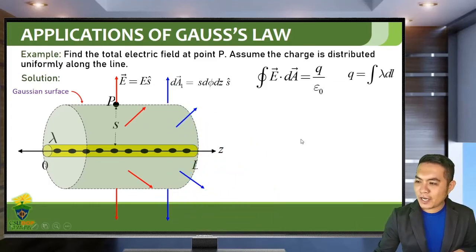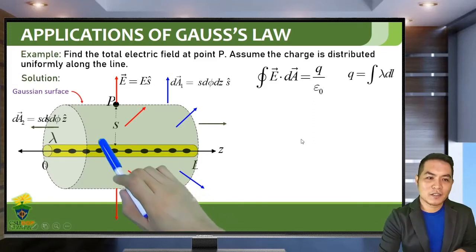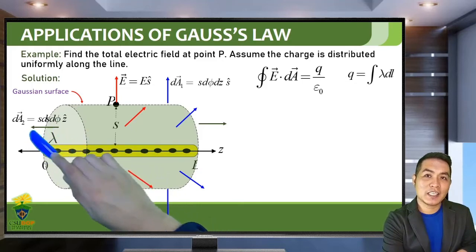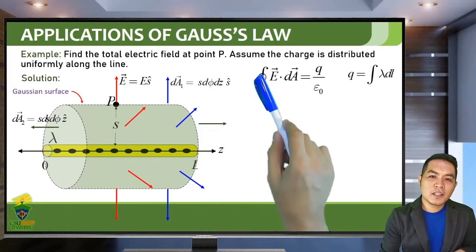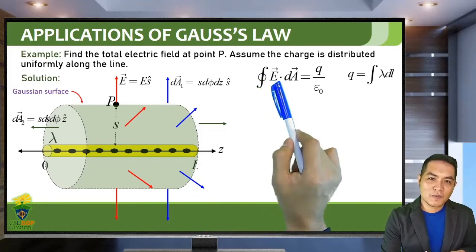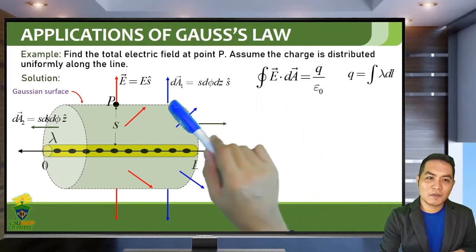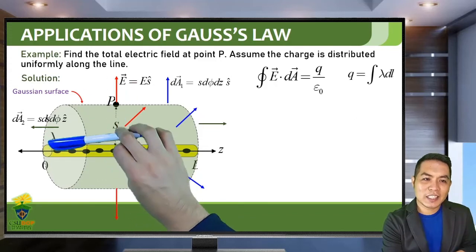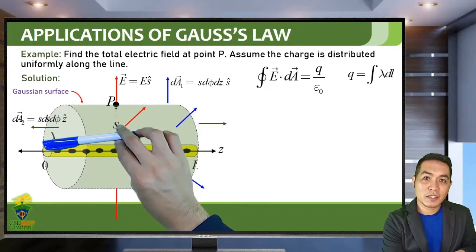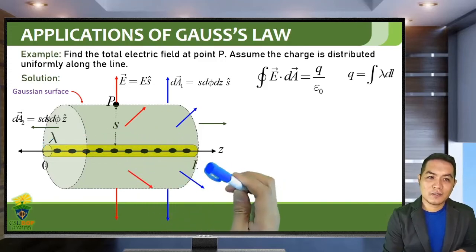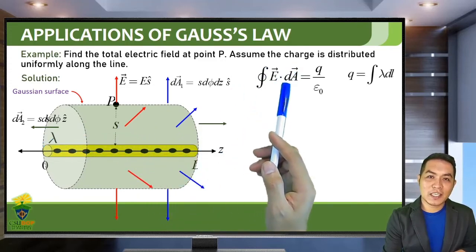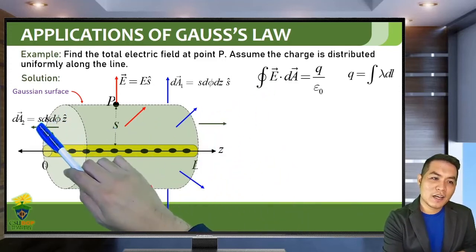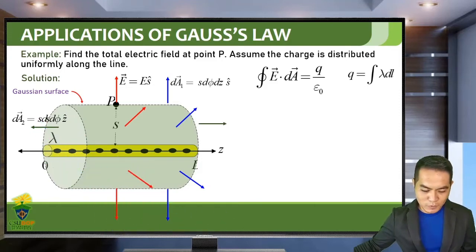And the second area vector, say dA2, is on the caps of the cylinder, which is a circle, and it's directed along the z direction. But you will notice this is a dot product, E dot dA. So if you dot the electric field E with dA2, their angle is 90 degrees. They are perpendicular to each other. This means that the product E dot dA is E dA cosine theta, and cosine of 90 degrees is 0. So actually, the second differential area vector will not contribute to anything.